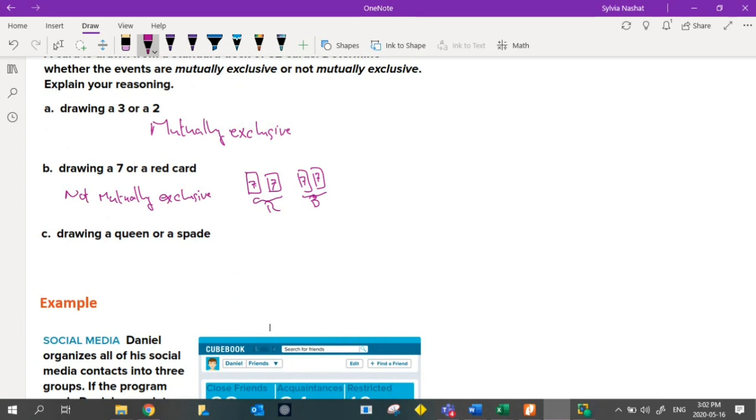Part C is drawing a queen or a spade. We know that a queen can be a spade. So we have a queen that is black and another queen that is black, and 2 queens that are red. One of the black ones is a spade. So this means that a queen can happen together with a spade, so they are not mutually exclusive.